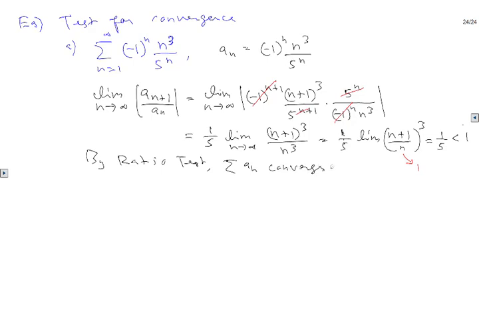Okay, actually it converges absolutely, that implies converges, so we can just say converges. Okay, so you can see that's the whole calculation. So let's do one more problem. How about this one?